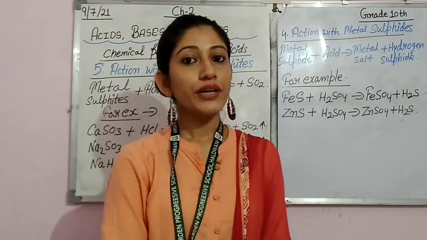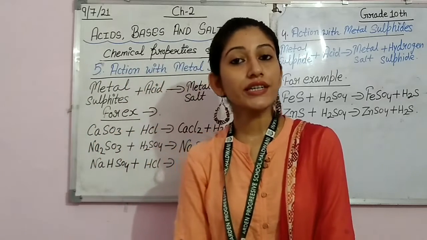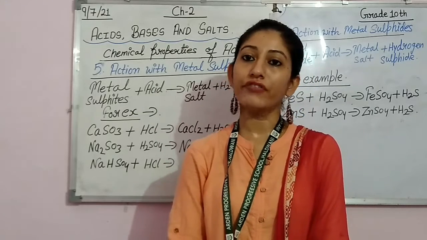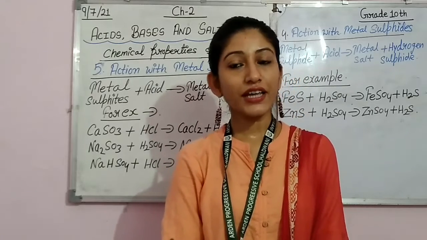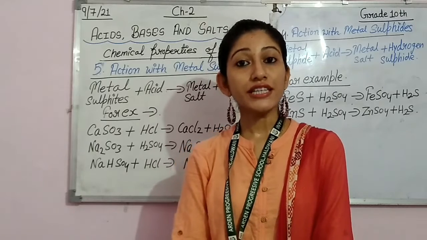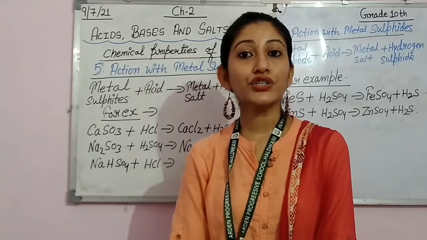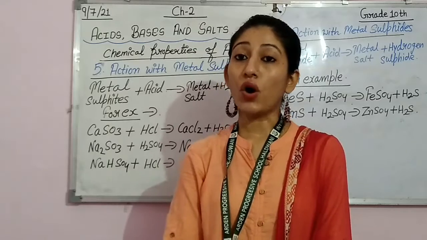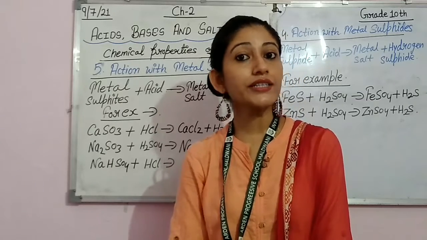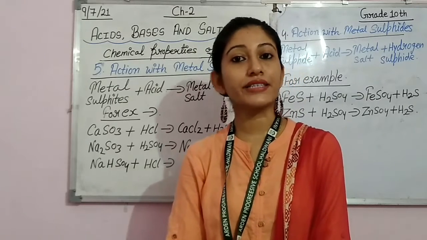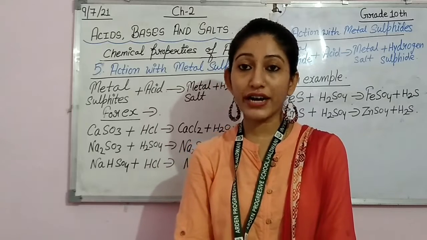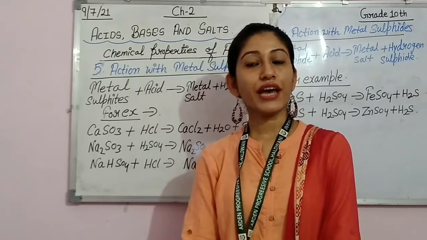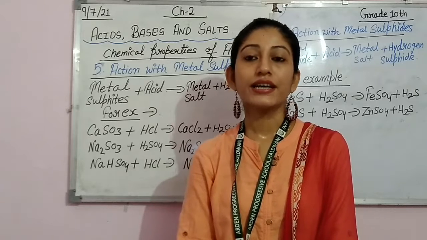So in today's class, we have discussed the different chemical properties of acids. We have seen the 5 to 6 types of reactions that are shown by acids with metals, metal oxides, metal carbonates, metal bicarbonates, metal sulfites, metal bisulfites, then metal sulfides. So these are the reactions we have seen in the case of acids.